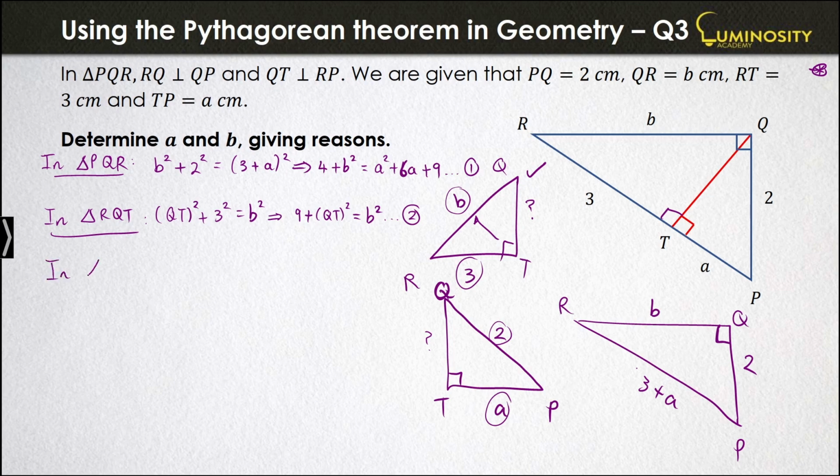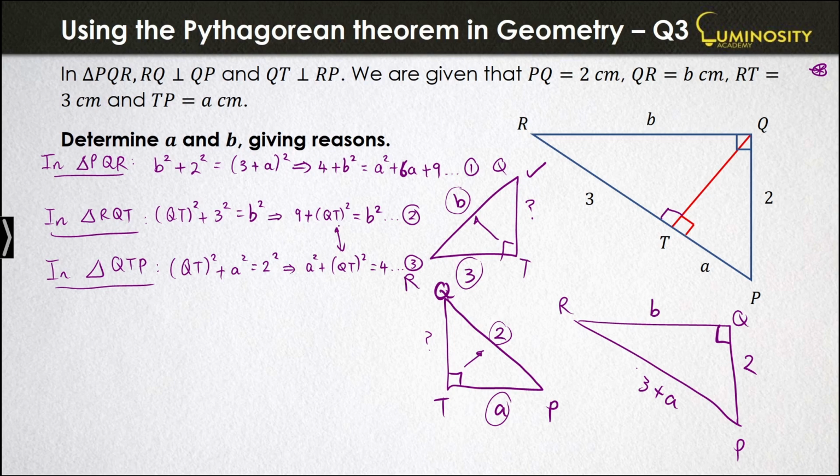Okay, and then in the last triangle, triangle QTP, okay, because it's a 90-degree angle again, I can use the Pythagorean theorem. So it's going to be QT all squared plus A squared equals 2 squared. Okay, so simplifying that, A squared is just A squared, QT squared is QT squared, and then 2 squared is 4. So I'm going to call this equation 3. Okay, notice that there's 2 equations with QT.